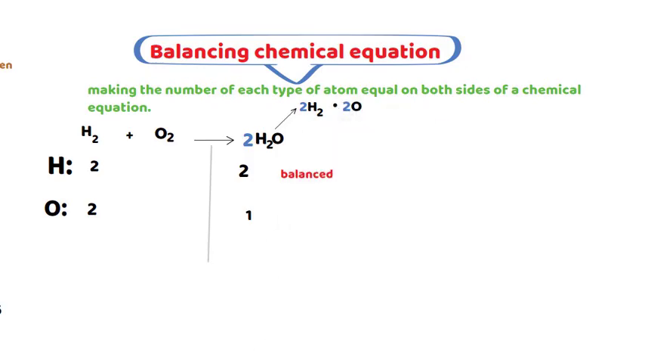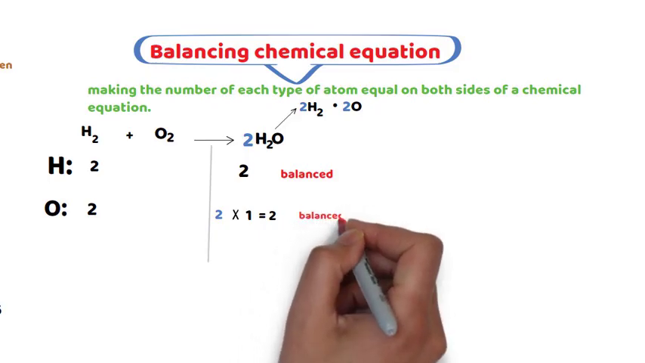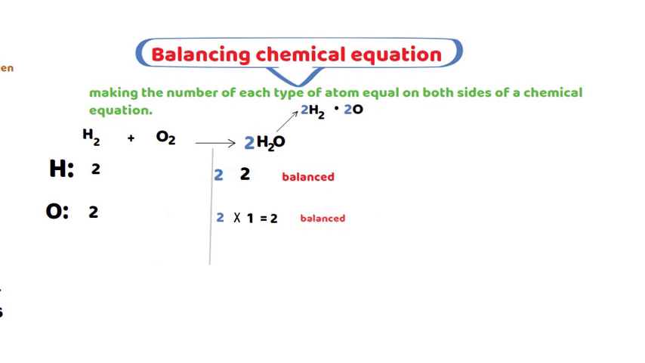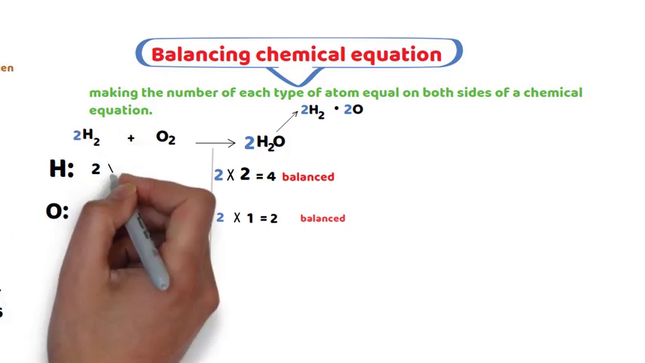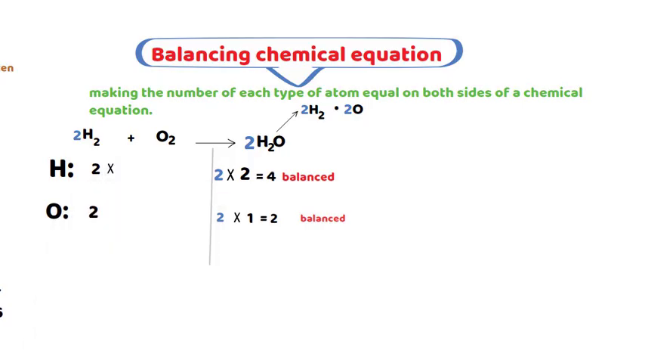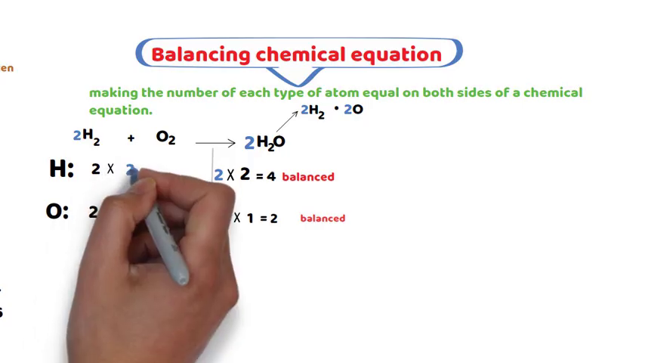2 water molecule means 2 mole of hydrogen times 1 mole of oxygen atom. Therefore in the product side the number of oxygen is 2 times 1 which equal to 2. Therefore oxygen is balanced. But when it comes to hydrogen, in the product side we have 4 hydrogen. In the reactant side we have 2. So to make it 4, let us place 2 in front of hydrogen molecule.